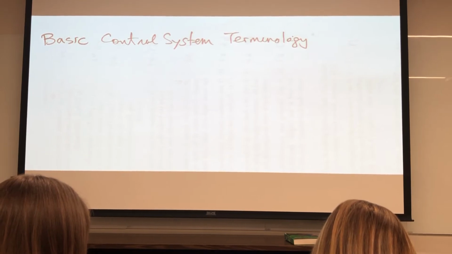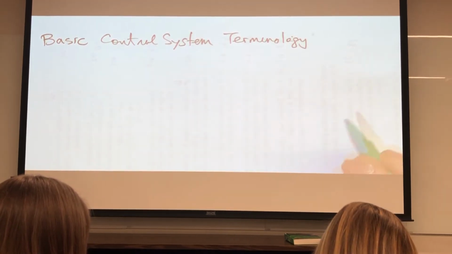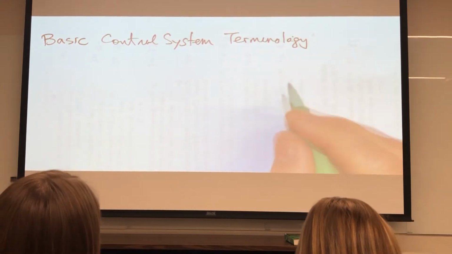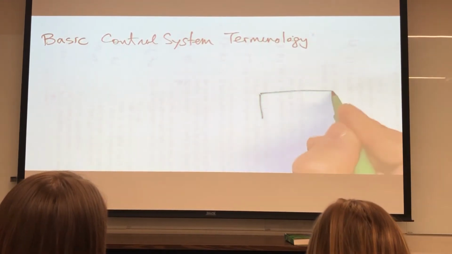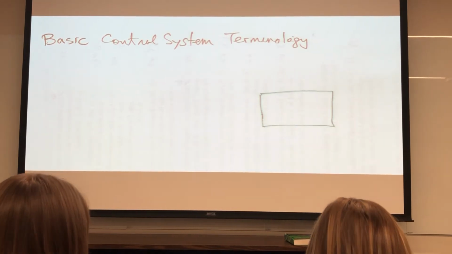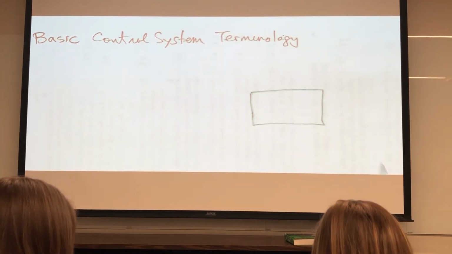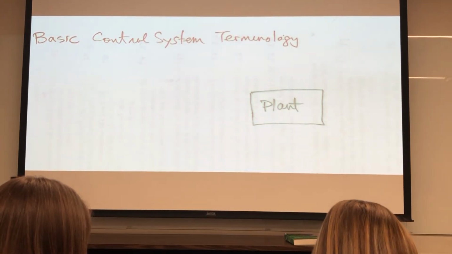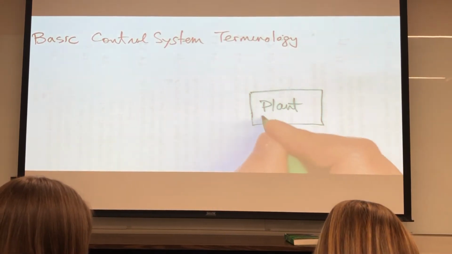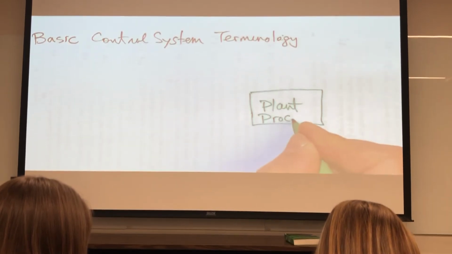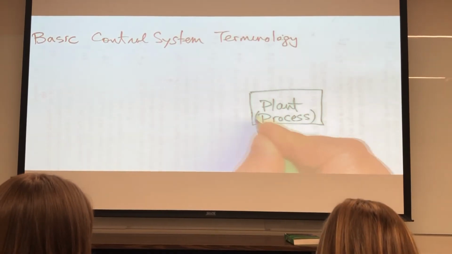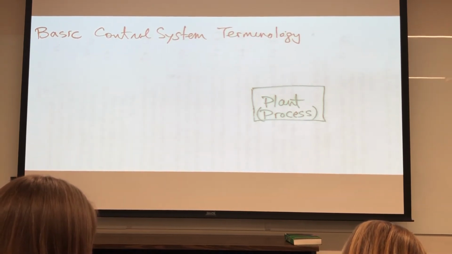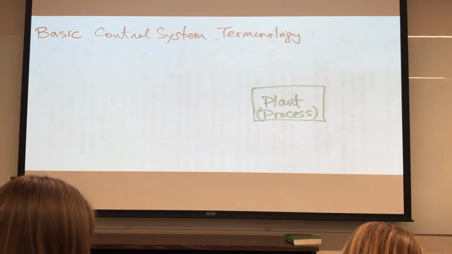So this is a diagram we're going to use to introduce some terminology. I'm going to try to fit it on this sheet here. This box represents something that we're going to try to control, and we're going to call this the plant. It's a chemical plant. Sometimes we use the word process. It's the thing that we're trying to control, called the plant, or the process.